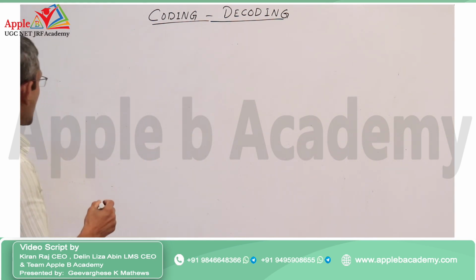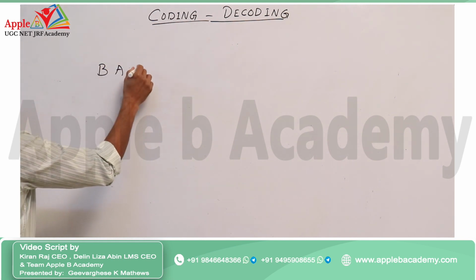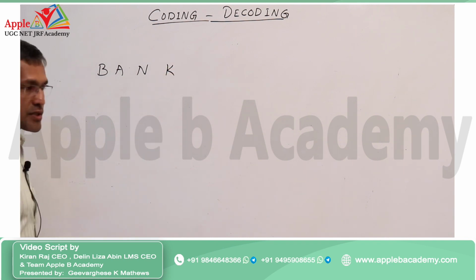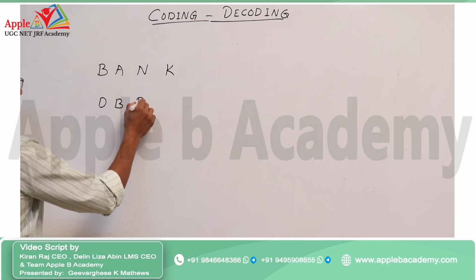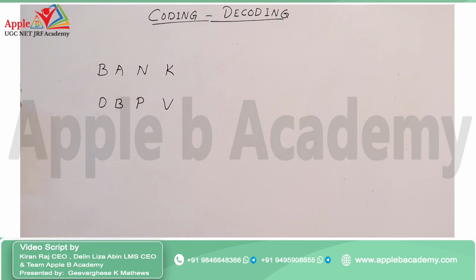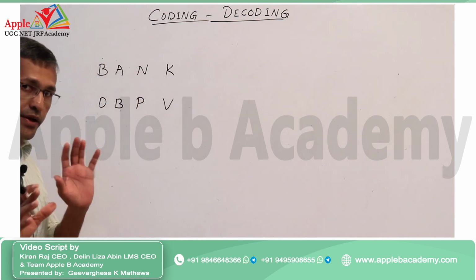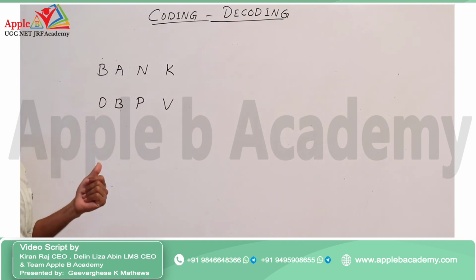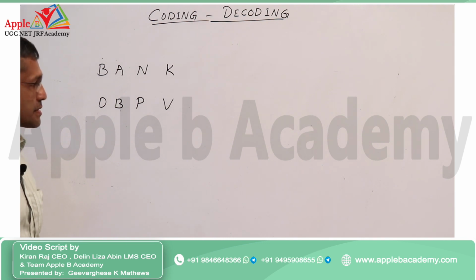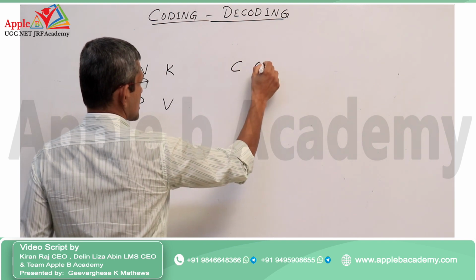How about we try another word here. Let's say bank. Bank is coded as D, B, P and V. So again look at it. B is here, B is here. A is here, A is not here. So that is not a rearrangement. So there must be some kind of pattern here. Find out what kind of pattern we have here. Check it out, what's the pattern. And you apply the same pattern for coin or cash, doesn't matter, coin.